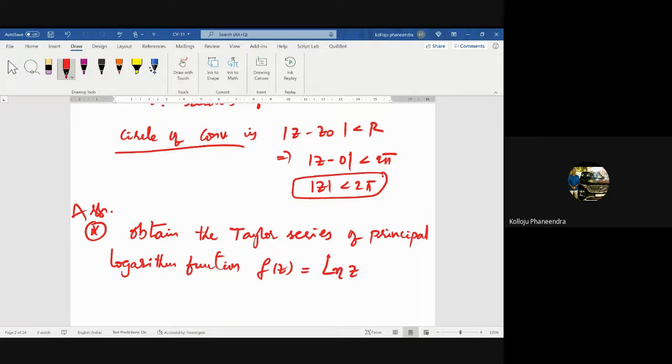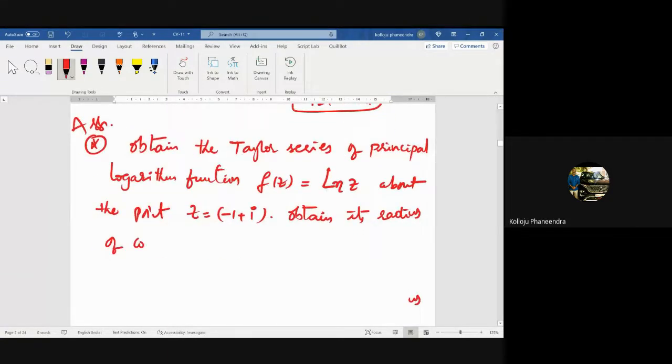Expand ln z about the point z equal to -1 plus i. Here ln z means log z to the base e. Obtain its radius of convergence.